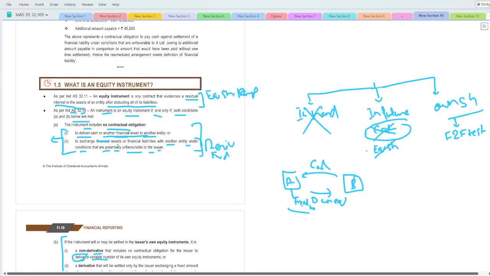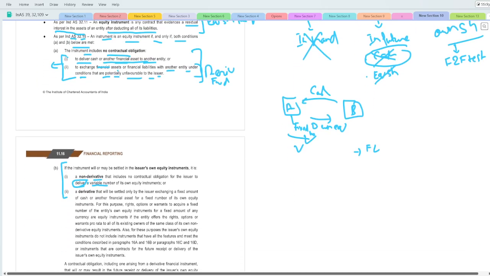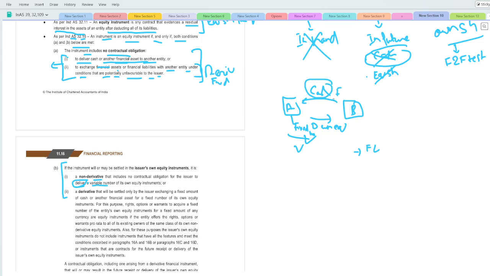If it is a fixed number, then it will be your equity instrument, and if it is a variable number, then it will be your financial liability. So the catch point here is to deliver, that means the outflow should be there. And similarly for the derivative, the fixed to fixed test is there, because here you are paying fixed, you are receiving fixed cash. This is one leg, and the other leg is your fixed number of shares. That's why it is the fixed to fixed test in the derivative.